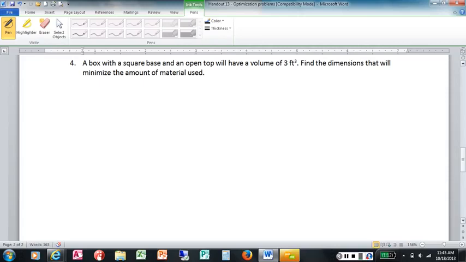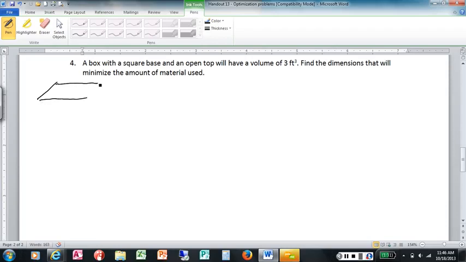Find the dimensions that will minimize the amount of material used. A box with a square base and an open top. All right, so let me see if I can draw one of these. So, got a box. The top's open. Let's see, I'm trying to think how I'm going to draw this.